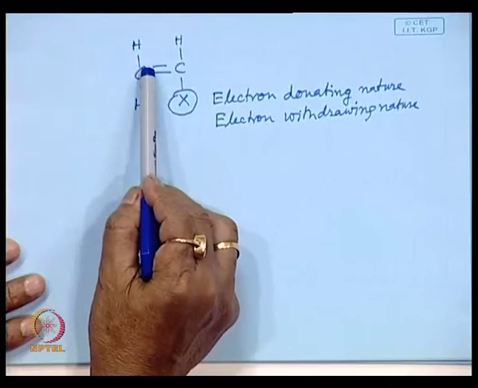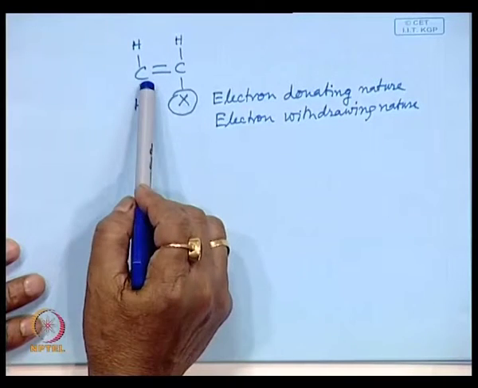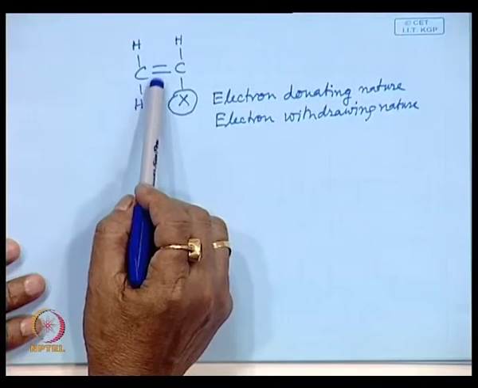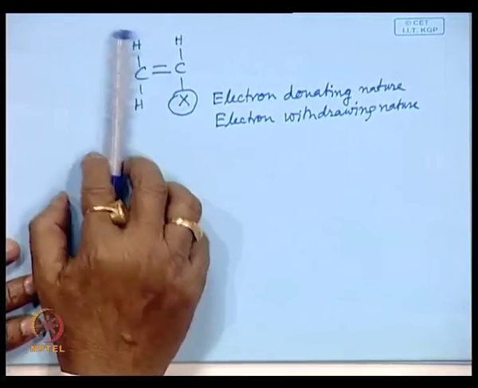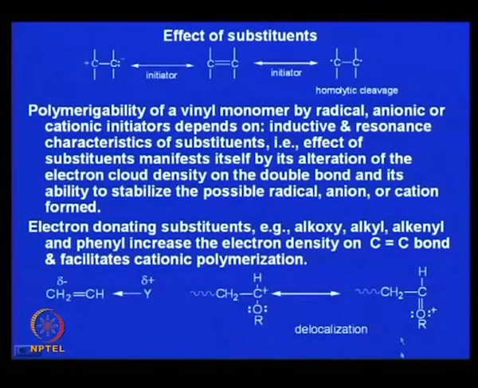If it donates electrons to this region, this pi electron cloud will be polarized. So here you see in this example, this Y group is electron donating in nature. So what happens? The electron density on this carbon will be more, so it will be delta negative and this side will be delta positive. This is the monomer, this is the inherent nature of the monomer.